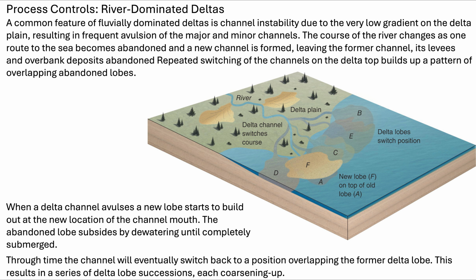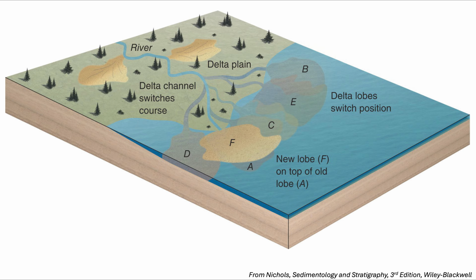When a delta channel avulses, a new lobe starts to build out at the new location of the channel mouth. The abandoned lobe subsides by dewatering until completely submerged. So the water gets squeezed out and the volume of the sediment decreases, causing it to sink. Through time, the channel will eventually switch back to the position overlapping the former delta lobe. This results in a series of delta lobe successions, each coarsening upward.